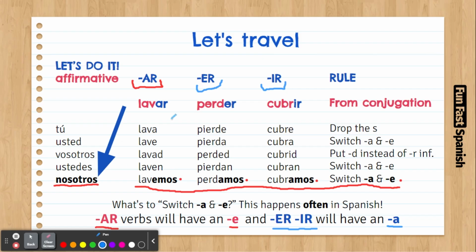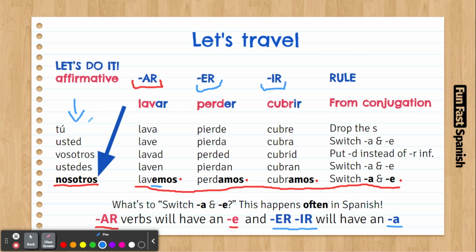So, lavar, perder, cubrir: to wash, to lose, and to cover. So let's say, let's wash the car, right? First, we start from the present tense. Nosotros lavamos, nosotros perdemos, nosotros cubrimos. That's the present tense. Now we have to do the switch. Nosotros lavamos, nosotros lavemos. So lavemos is going to be the let's wash. Lavemos el carro. Let's wash the car. O lavemos el coche.